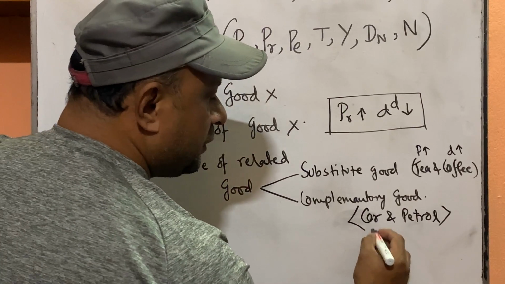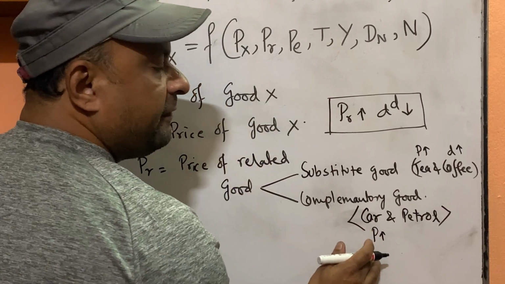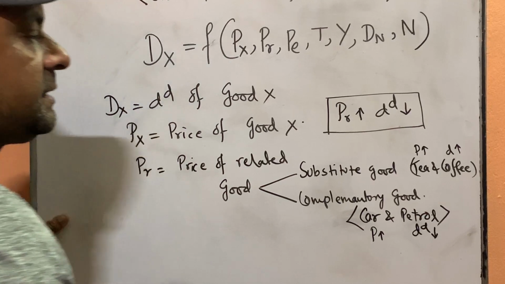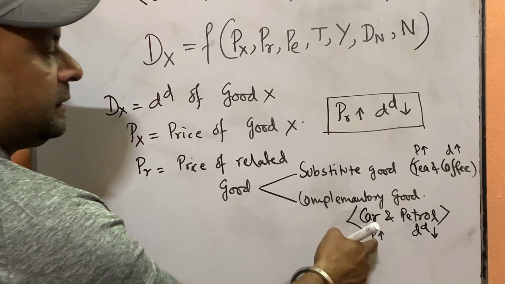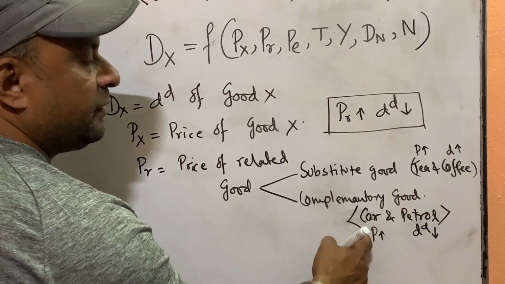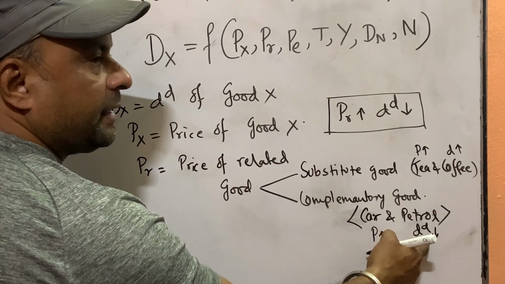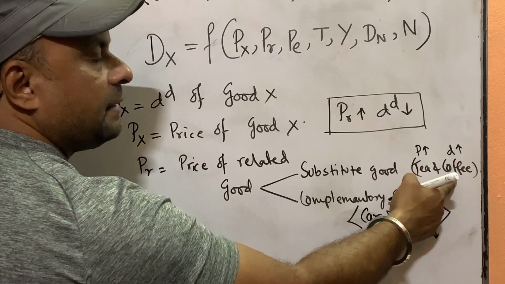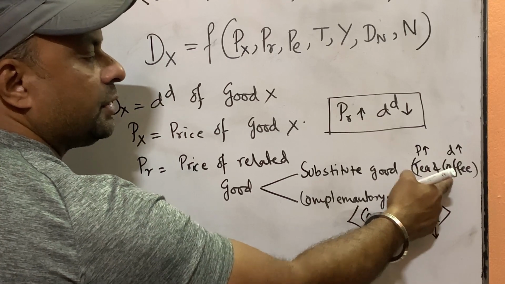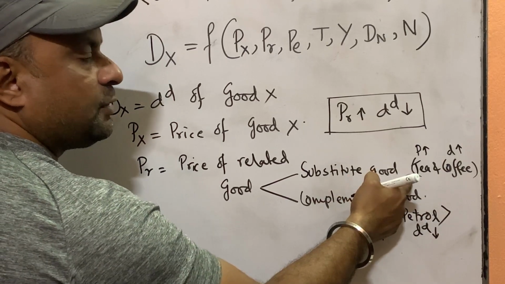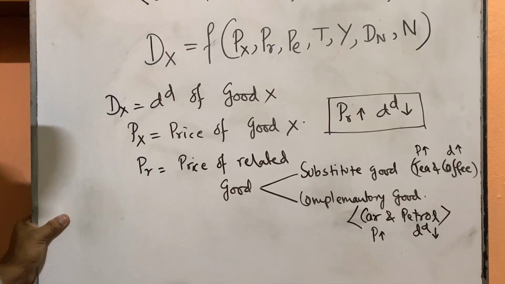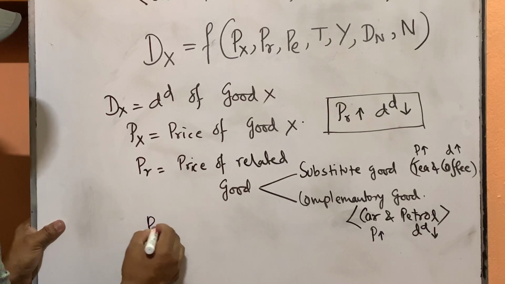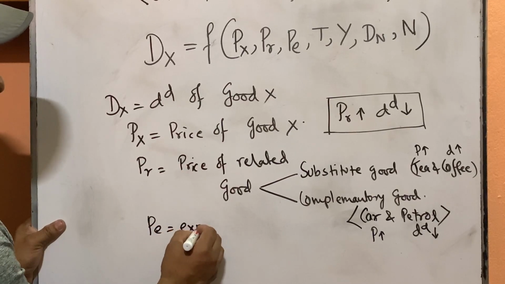If the price of car increases, people will prefer fewer cars. That time automatically demand for petrol will fall. This is complementary good. Here the rise in the price of a good affects the demand of its complementary good. Here the rise in the price of a good increases the demand of its substitute good. So there is an opposite relation. Here it is positive, here it is negative. So this is our price of related good. Third point is expectation of price change.